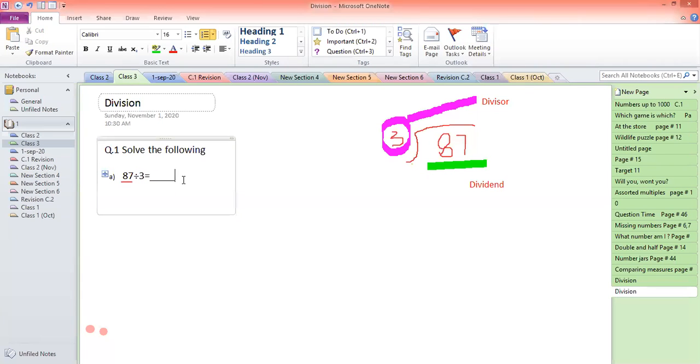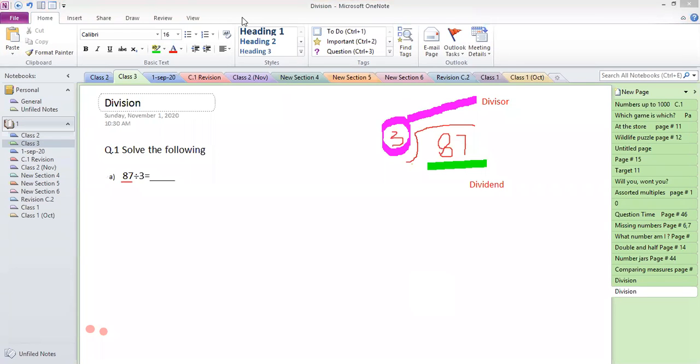How do you have to solve it? First I take the division symbol here. Guys, don't message me on the chat box. I need to close the chat.